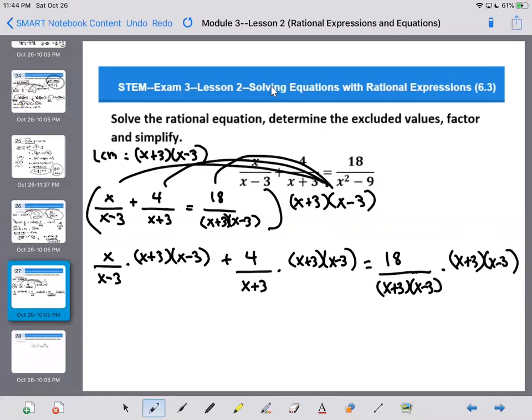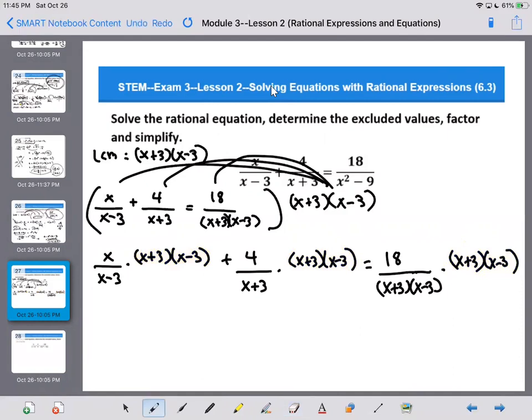So remember, I stated this in the earlier problem. That's your LCM, right? And that LCM is multiplied by each of the parts of the rational expression. Why are we doing that? So that we can eliminate denominators.